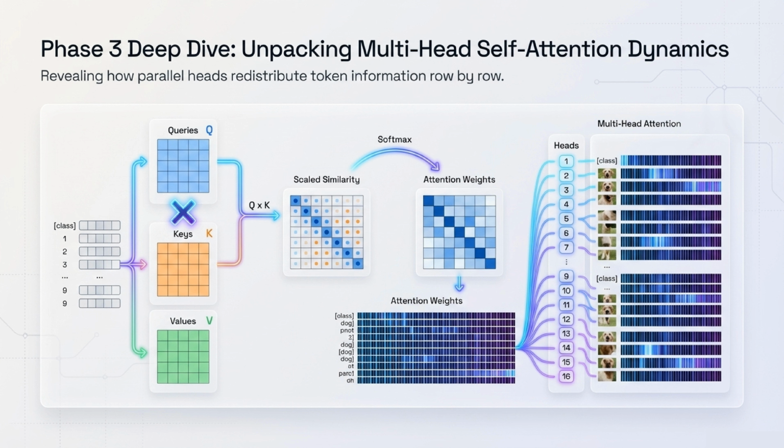Let's take a deep dive into that attention mechanism. Here, we unpack the multi-head self-attention dynamics. We reveal exactly how parallel heads redistribute token information row by row. You can watch queries and keys multiply to form scaled similarities, which pass through a softmax function to generate the final attention weights for all 16 heads.